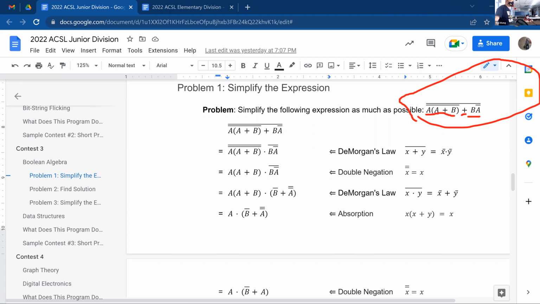So here it's the same expression copied down here, and then we can use De Morgan's law immediately in this one. If we have not of x or y, the whole thing, it is equal to not x and not y. That's what we have here. So this part here, this part here, this part.